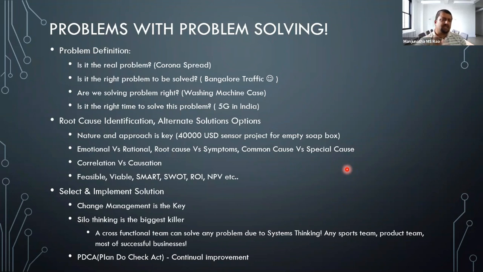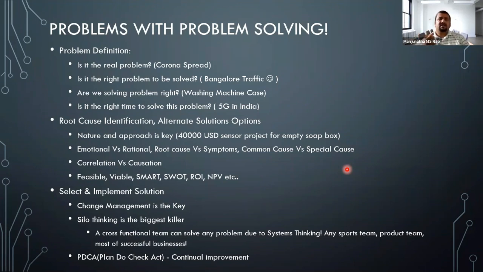The second one is root cause identification, right? Many a time we get into analysis paralysis and we forget the simple solutions. So that's where I would say look at the nature of the problem, look at it from both the emotional and rational level, both the behavioral and the aesthetic level. Identify the root cause versus the symptom. Identify the difference between a common cause and a special cause. Is it happening frequently, or is it a one-off case? If it's a one-off case, why do you want to solve the problem, right?